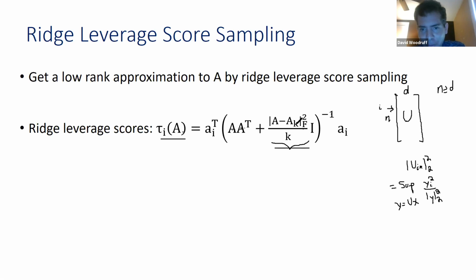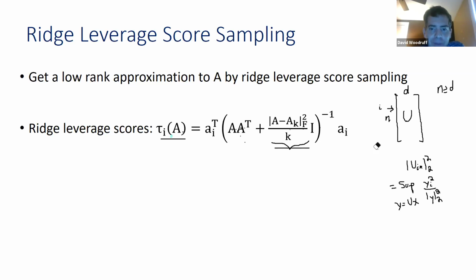And I'm adding this term that is within my error of a low rank approximation divided by k. So these top k singular values are not really affected by adding this. And the much smaller singular values, well, they all get increased by this amount. So it's a much smoother spectrum at this point. Okay, so this is just the quadratic form for ridge leverage scores.